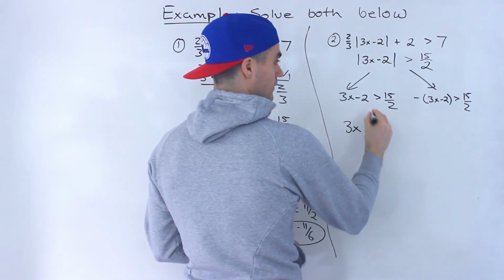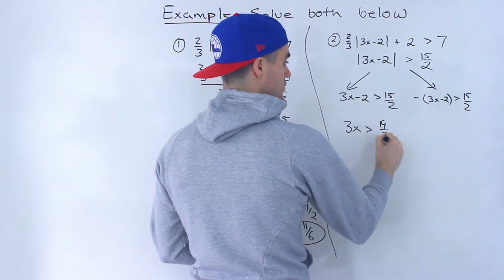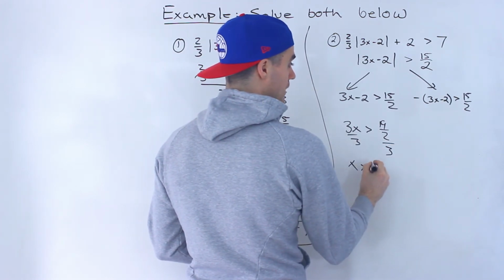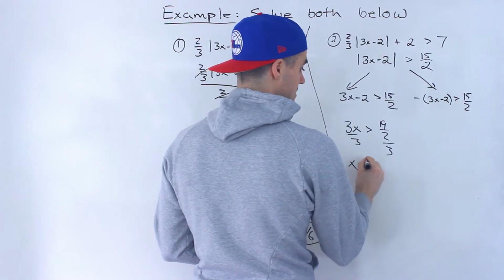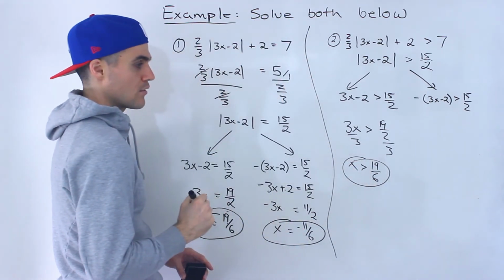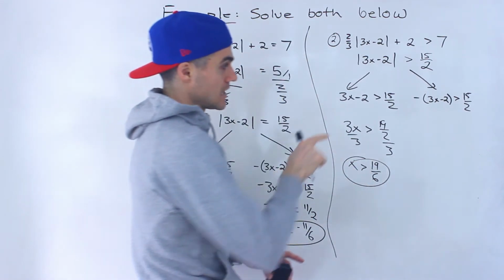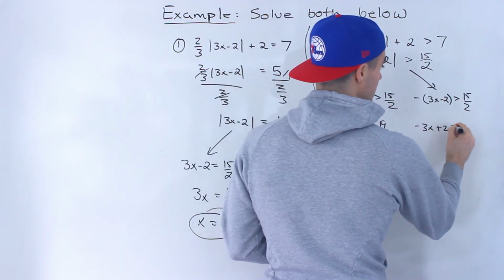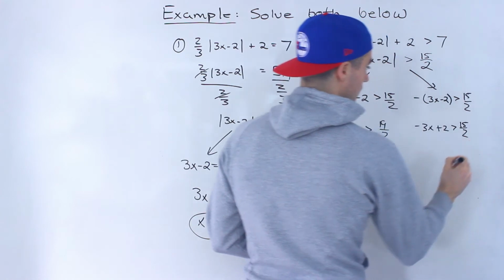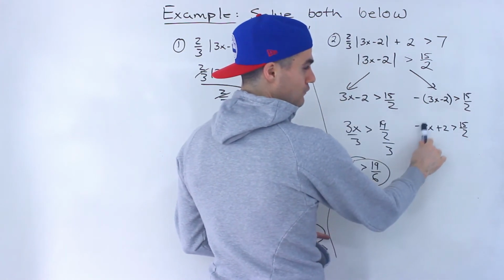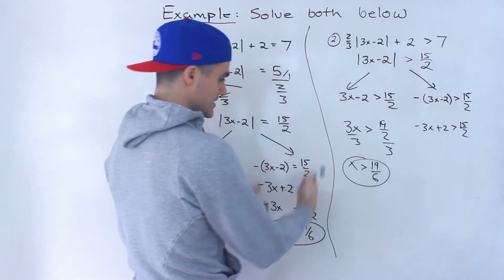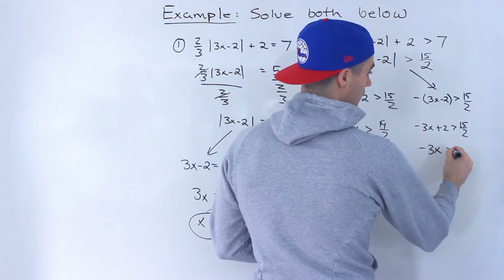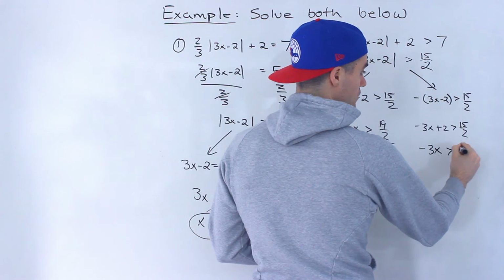Here, bring this over, so 19 over 2. Divide both sides by 3. So we'd have x has to be greater than 19 over 6. That would be one of the solutions. And then over here, we'd have negative 3x plus 2 has to be greater than 15 over 2. Usually, if I have a negative, I'll bring it over, but let's keep it consistent as over here. So when I bring this over, minus 4 over 2, we'd have 11 over 2.